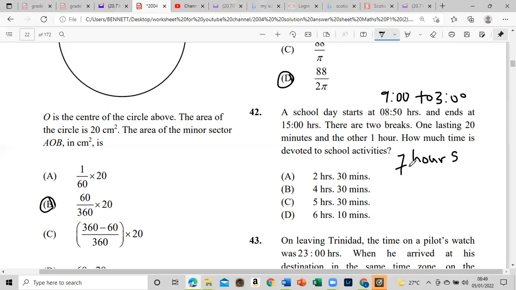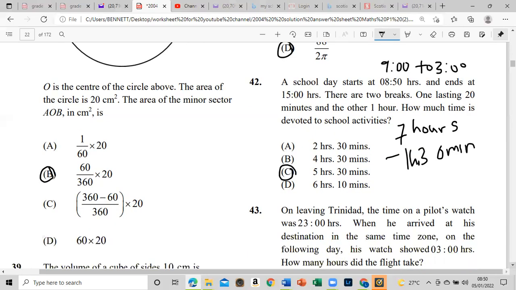All right. And then now, 2 breaks, one lasting 20 minutes and one lasting an hour. So that's 1 hour plus 20 minutes to come out of it. So we're going to take out 1 hour and 30 minutes by the 10. So minus 1 hour 30 minutes. So you can see the answer now. Right? So that's 5.5. Oh god, this was an awesome question.